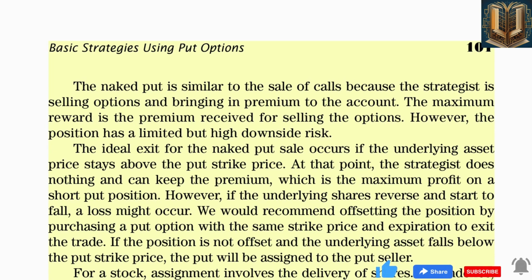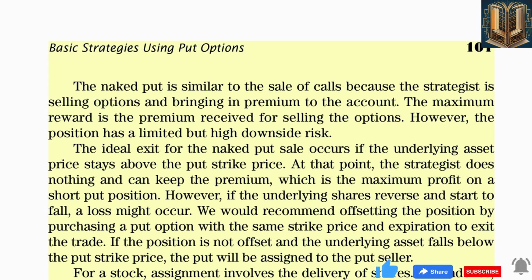The naked put is similar to the sale of calls because the strategist is selling options and bringing in premium to the account. The maximum reward is the premium received for selling the options. However, the position has a limited but high downside risk. The ideal exit for the naked put sale occurs if the underlying asset price stays above the put strike price. At that point, the strategist does nothing and can keep the premium, which is the maximum profit on a short put position.